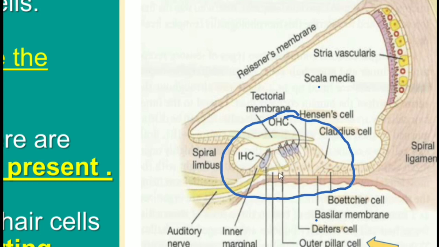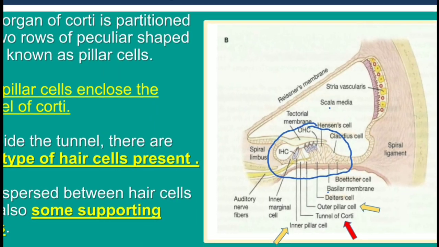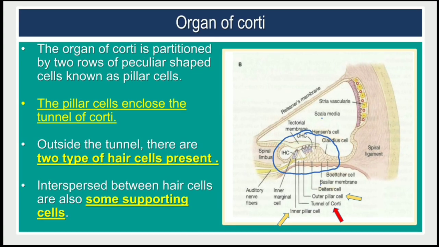These 2 pillar cells basically guard the tunnel, and the name of the tunnel is tunnel of Corti. What is the name? The name of the tunnel is tunnel of Corti. So the pillars enclose the tunnel of Corti.